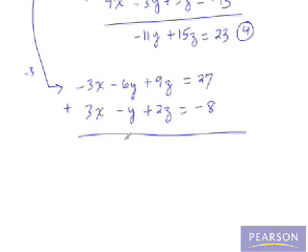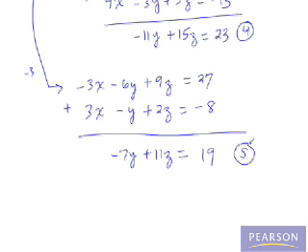When we add those equations together, notice that the x terms eliminate one another. Negative 6y minus y is negative 7y. 9z plus 2z is positive 11z. And 27 minus 8 is a positive 19. Let's call that equation number 5.